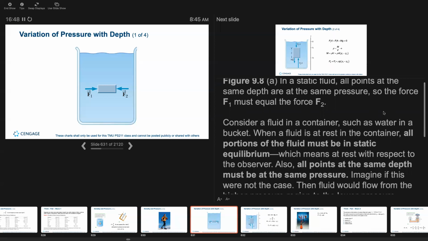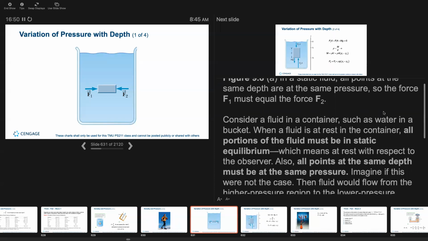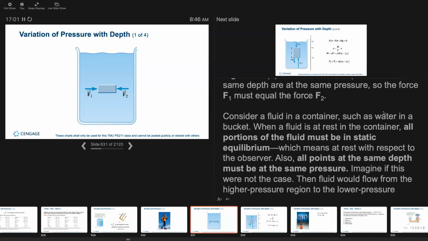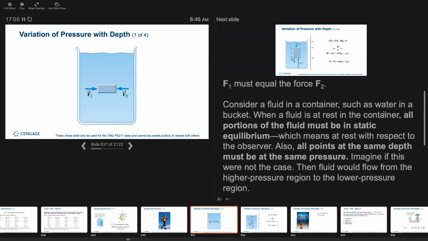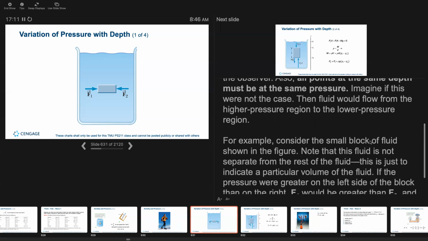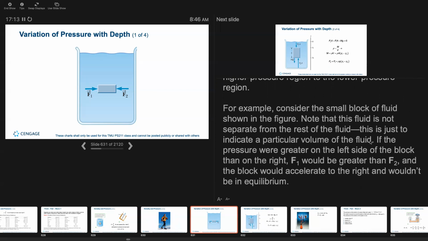Consider a fluid in a container, such as water in a bucket. When a fluid is at rest in the container, all portions of the fluid must be in static equilibrium. It means at rest with respect to the observer. Also, all points at the same depth must be at the same pressure. Imagine this were not the case, then the fluid would flow from the high pressure region to the lower pressure region. For example, consider the small block of fluid shown in the figure.